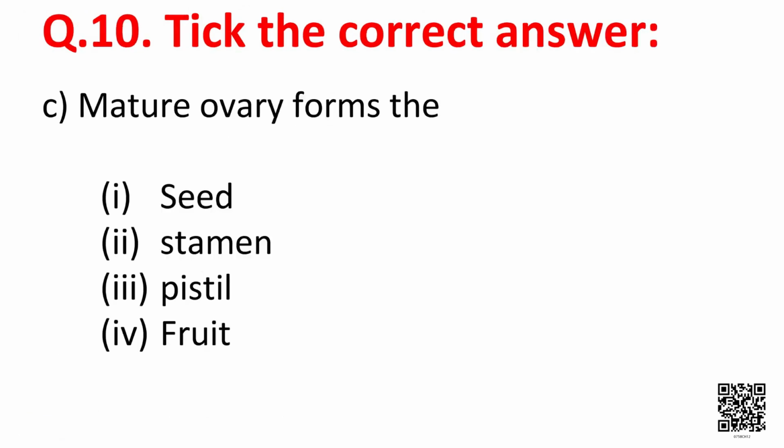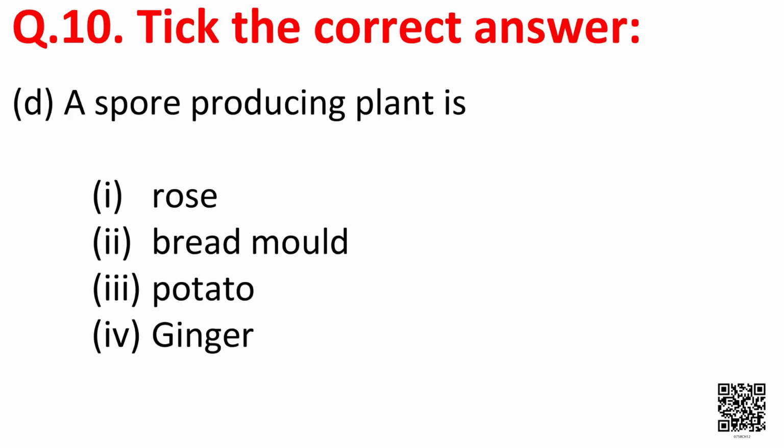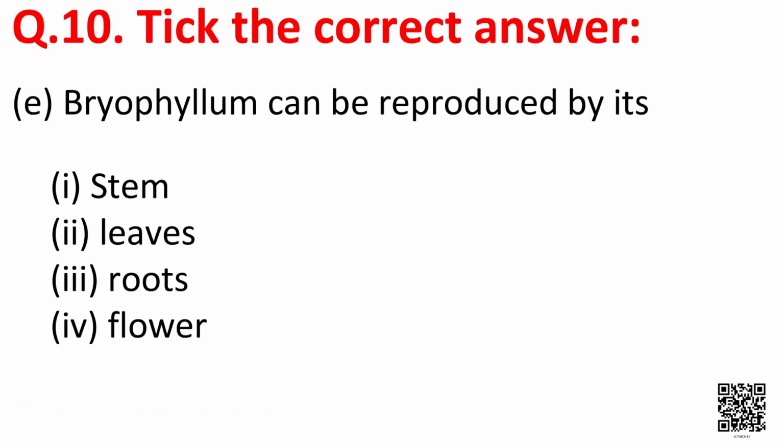Now C, mature ovary forms the first seed, second stamen, third pistil, fourth fruit. The answer is fruit. D, a spore producing plant is first rose, second bread mold, third potato, fourth ginger. The answer is bread mold. E, Bryophyllum can be reproduced by its first stem, second leaves, third roots, fourth flower. The answer is leaves.